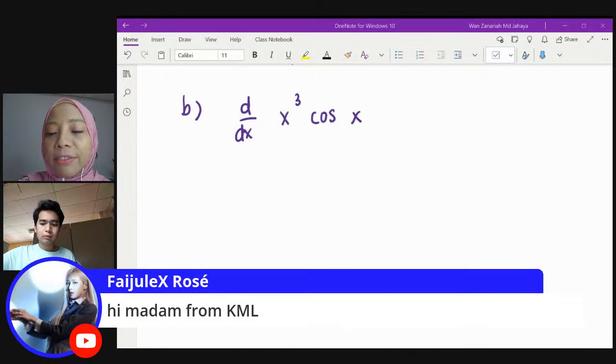Oh, hi from KML. Look, students from KML also joined, and also students from College Matrikulasi Negeri Sembilan and Madam 1 students. Okay, hi, it's good to know you.